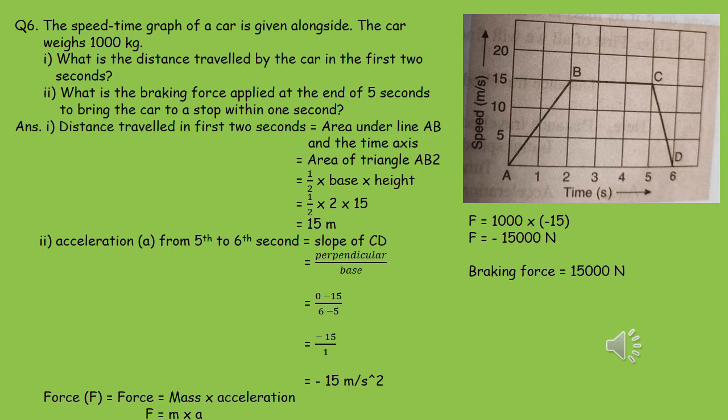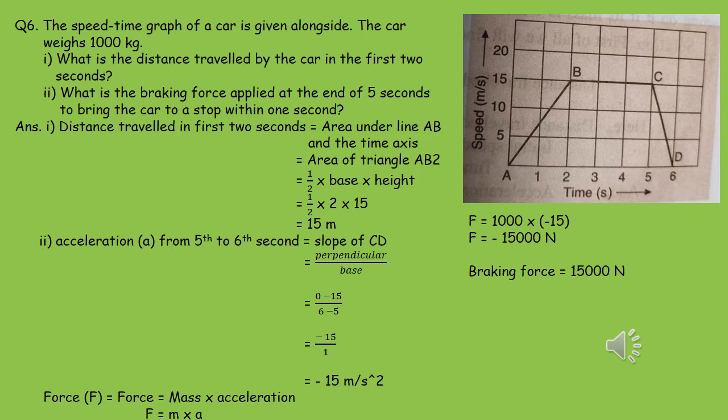And what is the braking force? The word braking is very important here. It means a retarding force applied at the end of 5 seconds to bring the car to a stop within 1 second. So the distance traveled in the first 2 seconds is obtained by the area under the line AB and the time axis. So the area of the triangle is half base into height, so half into 2 into 15, that is 15 meter.